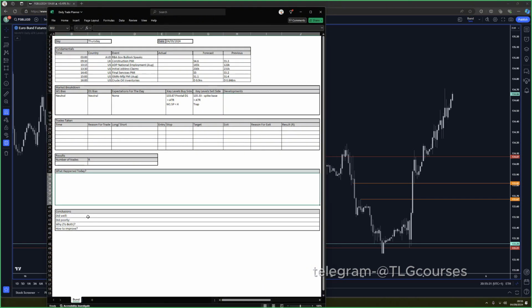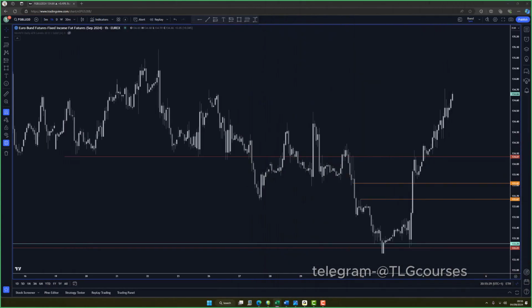And then, of course, concluding the day. What did you do well? What did you do poorly? Why, to both of those questions, and how can you improve? So there is, as I've always said, a process. And again, the trading plan that you write is transitioning into your daily plan of what you're looking to do on a given day.